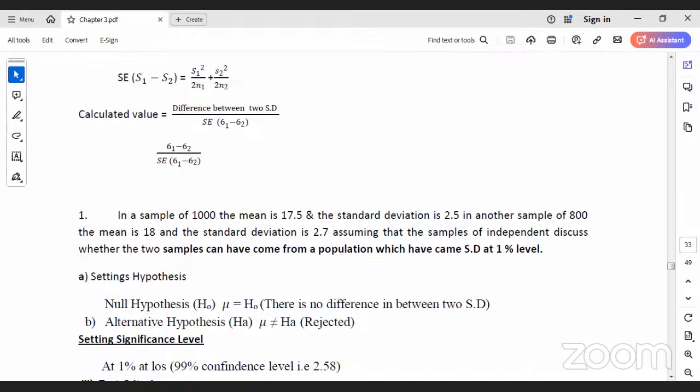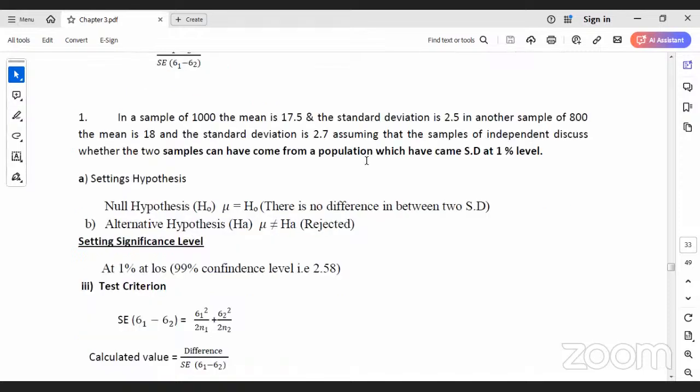Okay, so you see the problem. The problem is important here. In a sample of 1000, the mean is 17.5. Standard deviation is 2.5. In another sample of 800, the mean is 18 and standard deviation is 2.7. Assuming that the samples are independent, discuss whether the two samples can have come from a population which has the same standard deviation at 1% level. So setting hypothesis, setting significance level. So these two steps are common.